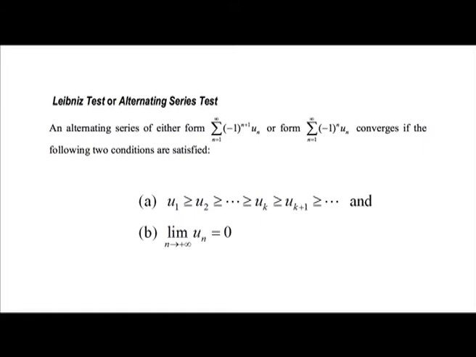On the other hand, if limit of un as n approaches infinity is not equal to 0, we can conclude that the series diverges by the nth term test of divergence of series. Also, unlike the integral test and the comparison test, the Leibniz test only tells us when a series converges and not if a series will diverge.